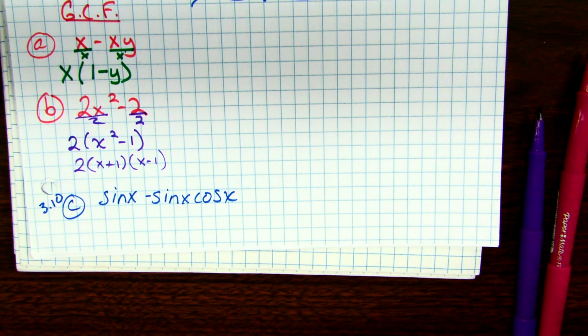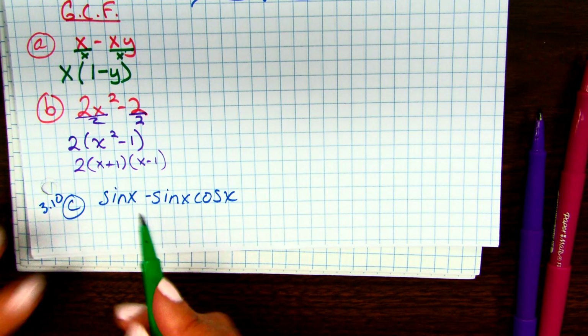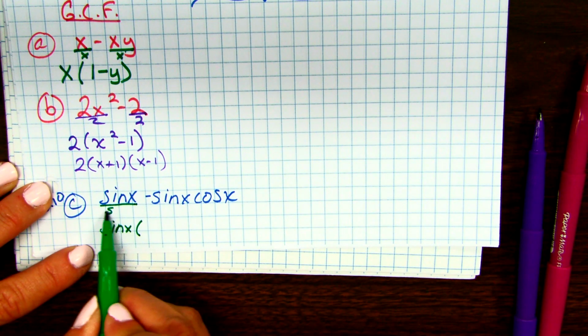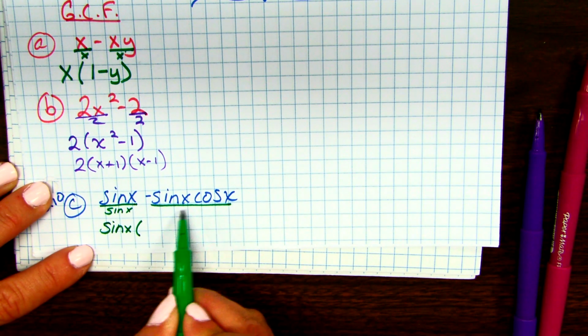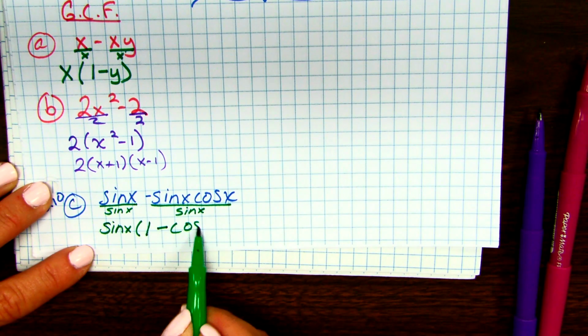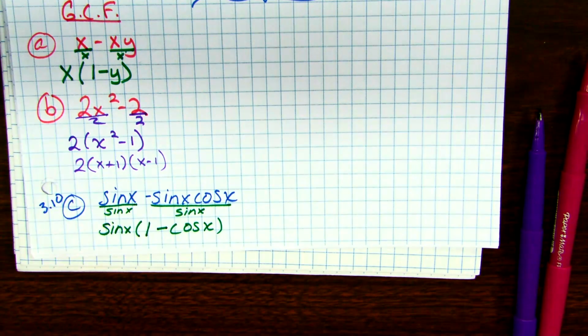Evan, you got the last one right. What do these two have in common? Sine x, yeah. So when I divide both of these by sine x, what's left over would be 1 minus cosine x. It's the same idea, whether it's numbers, letters, words.